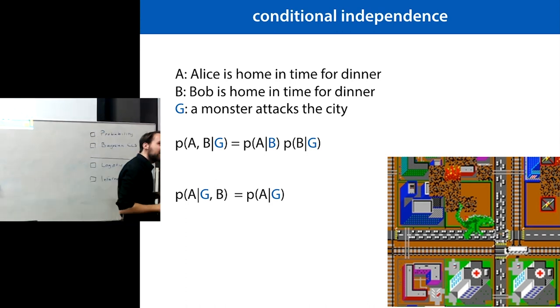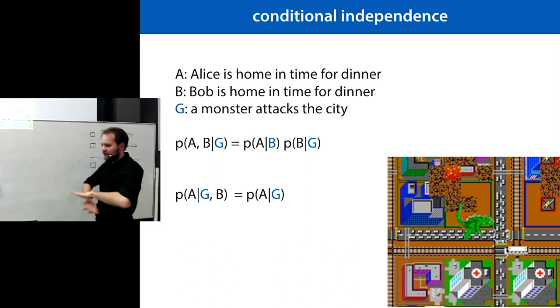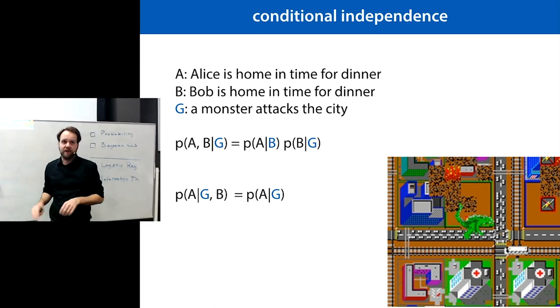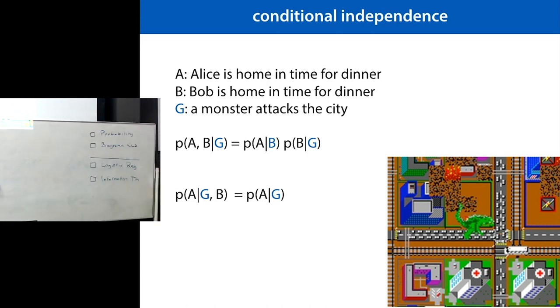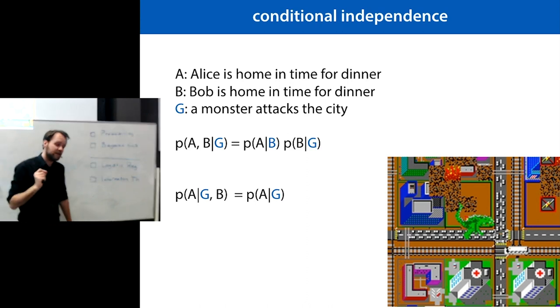Except, very occasionally, a monster attacks the city, in which case traffic in the whole city shuts down, and everybody's late for dinner. So in that case, if we don't take G into account, if we know only that Alice is late for dinner, in general that doesn't tell us anything about whether Bob is late for dinner, but there's a very small chance that the reason Alice is late for dinner is that this monster has attacked the city. And if that's true, then we know that Bob is also late for dinner. So knowing that Alice is late for dinner gives us a little extra probability that Bob is also late for dinner.